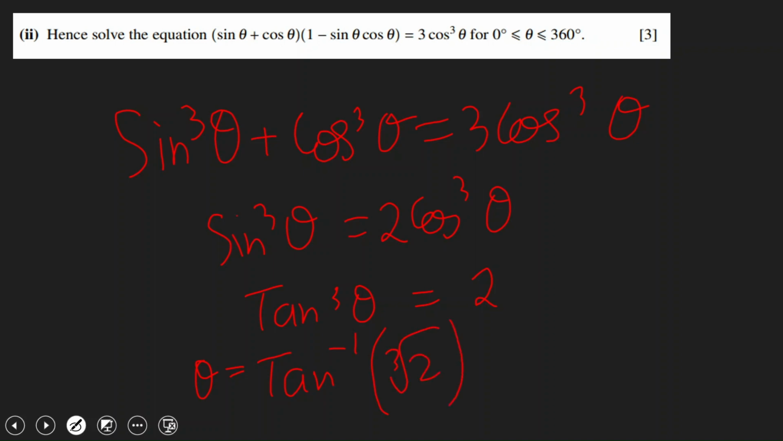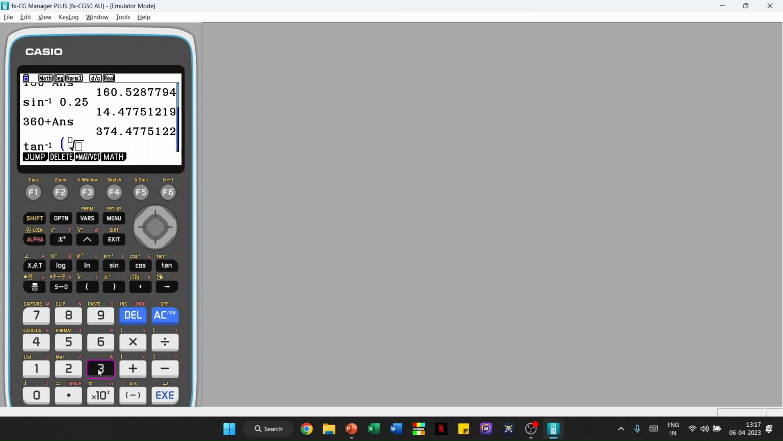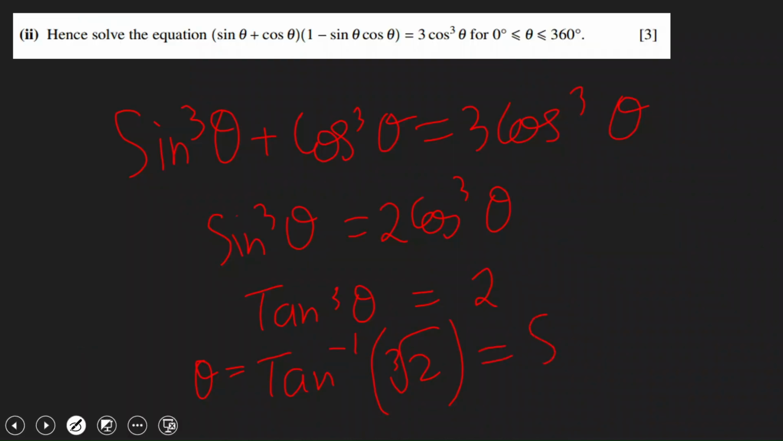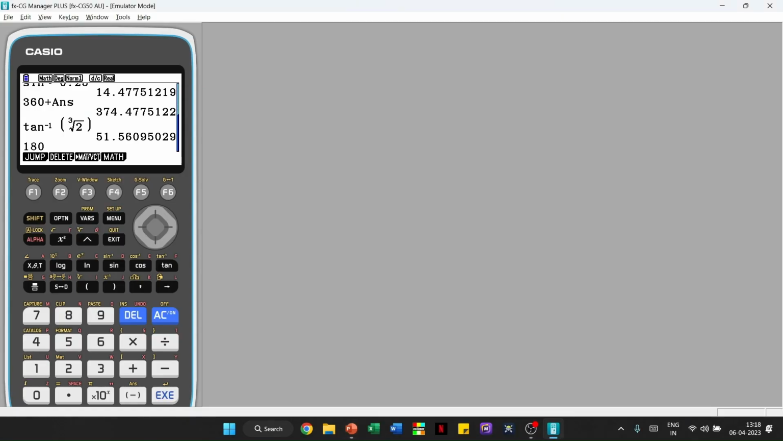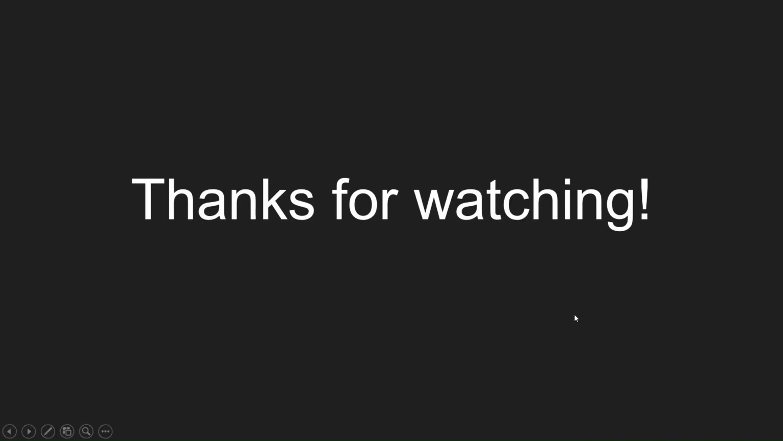It is going to be, using our calculator, go to tan inverse. 51.56. Next is going to be when tan is positive, 180 plus that. So 180 plus 51.56 is 231.56. That's it. Alright, that'll be it.